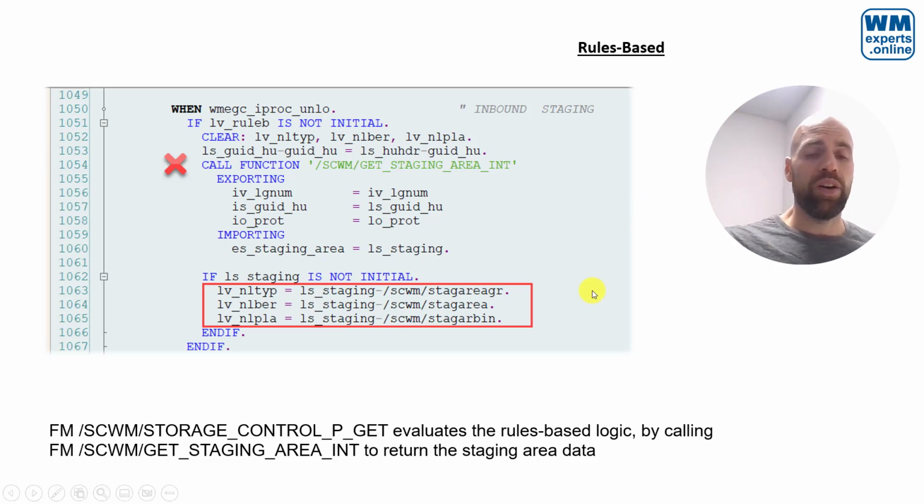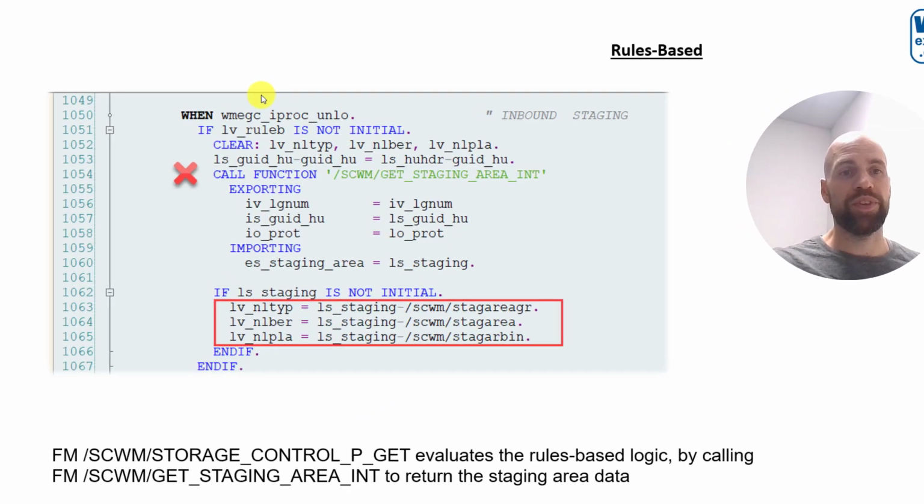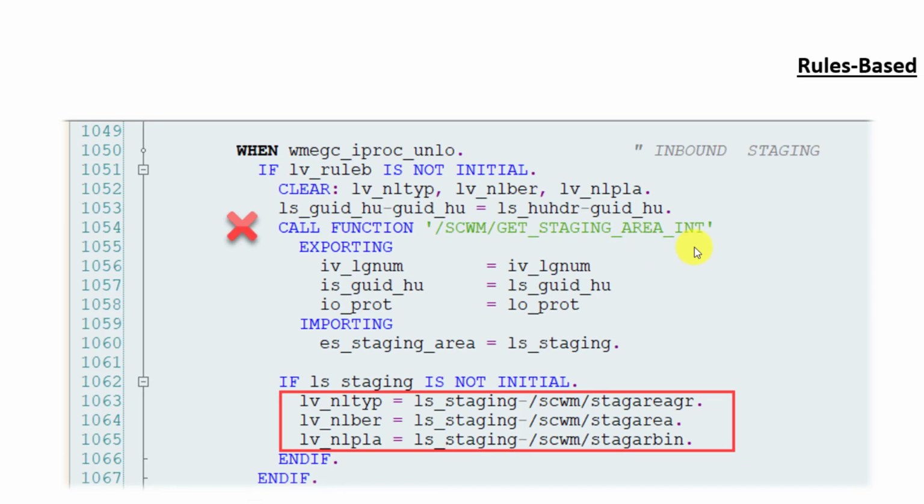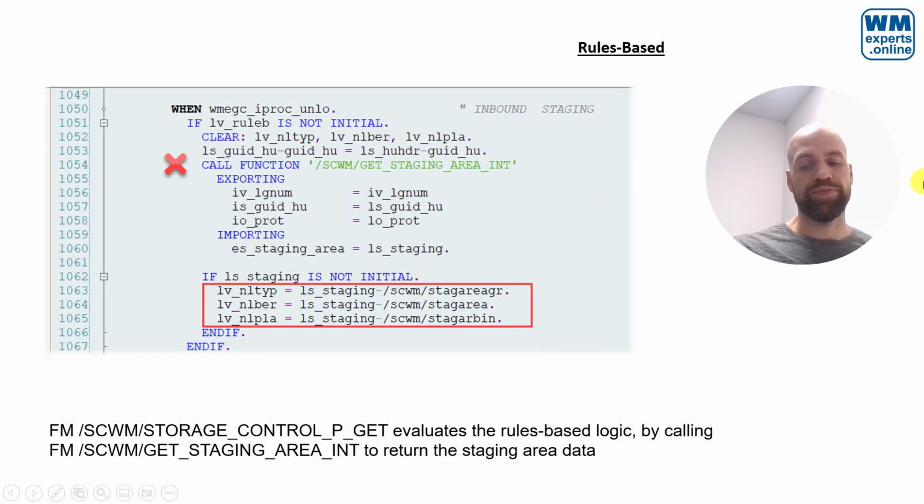And this is all being triggered in this one function module, SCWM storage control pget. This evaluates the rules-based logic for the different kind of process steps. And in this context here, we are talking about the unloading step. And when we want to make a rules-based determination, EWM, or this function module, calls function module SCWM get staging area int.